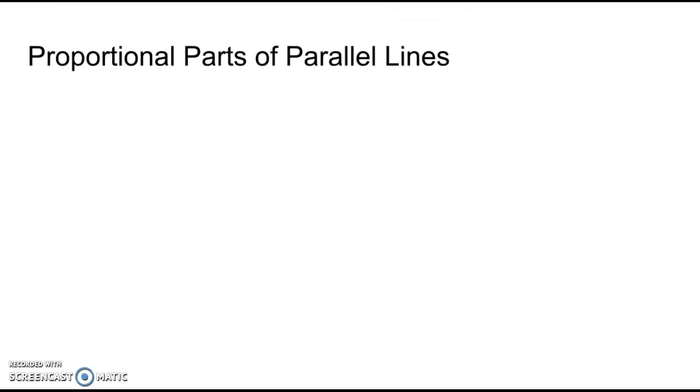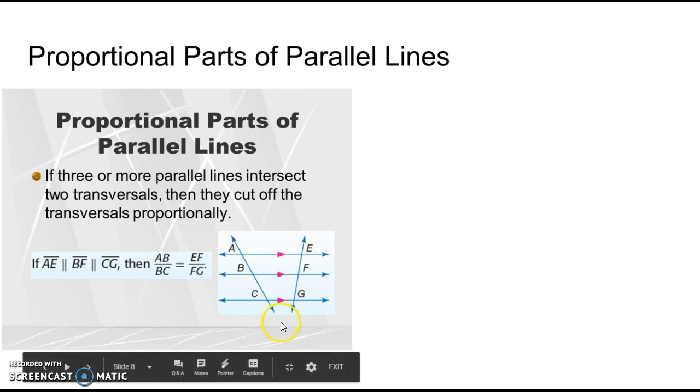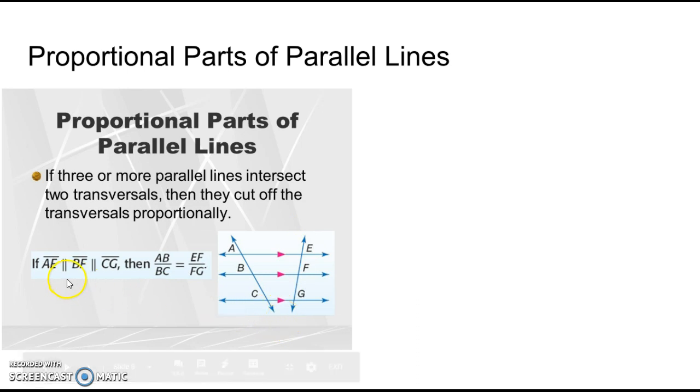Now, with this, we also get into proportional parts of parallel lines. If 3 or more parallel lines intersect 2 transversals, then they cut off the transversals proportionally. Think about it. If these 2 parallel lines came together down here at the bottom, they'd form a triangle. So we're kind of using that. So if AE is parallel to BF, which is parallel to CG, then AB to BC is the same as EF to FG.